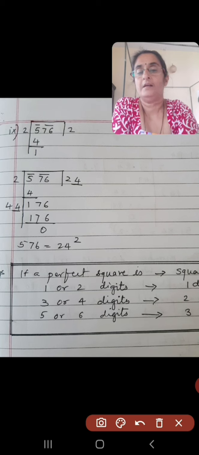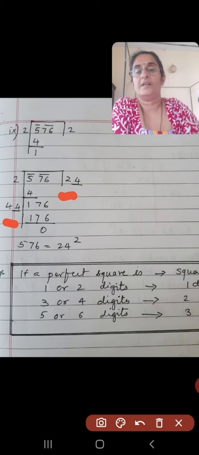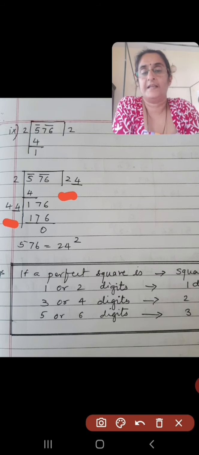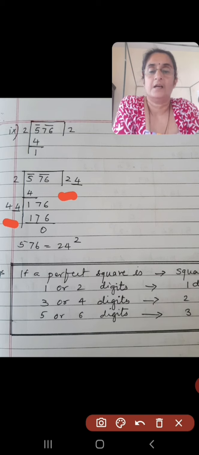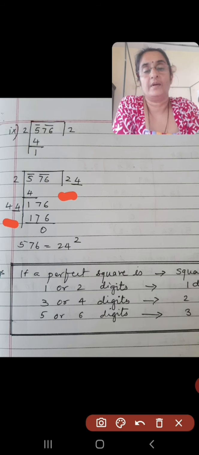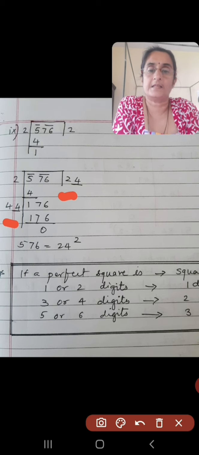Go to the next now. Here 2's double I have written here, 4. Okay. Now what is the number we have now? 176. Last number is 6. So which number's multiplication gives you 6? 4 into 4 is 16, or only 4. So what we are going to do? We'll try putting 4. When I write 4 in front of 4, that will be 44. So 44 into 4 is 176. So it goes perfectly. So subtraction of 176, 0.